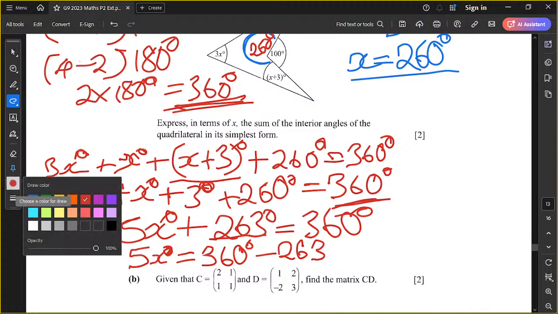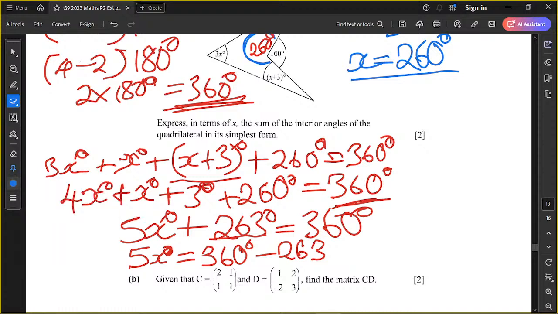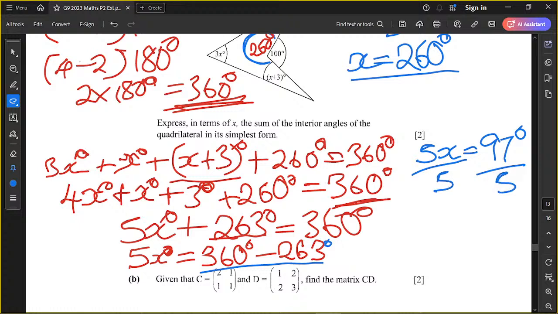Now because of space, let me change the color of my pen. Okay, so we have 5x is equal to 360 minus 263. Remember it's degrees, it will give us 97 degrees. Okay, now what do we do here? We divide both sides by 5 so that we remain with x alone on one side of the equal sign. So we have x, because this 5 and this 5 cancel each other out, leaving us with x.